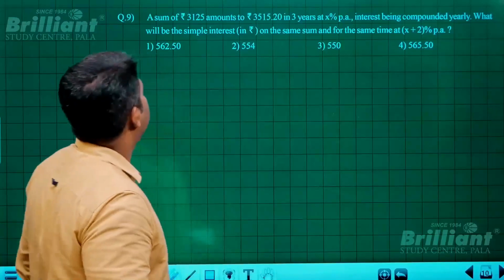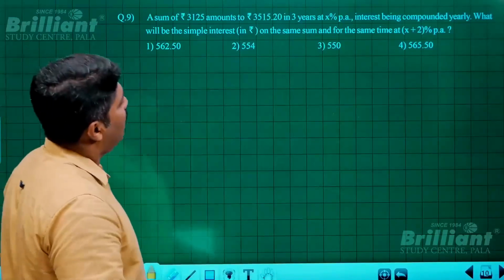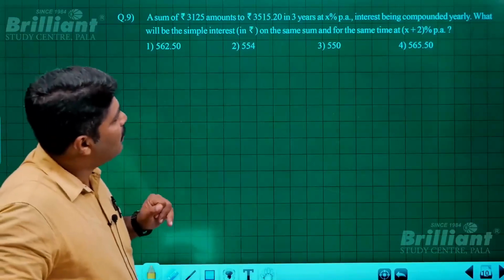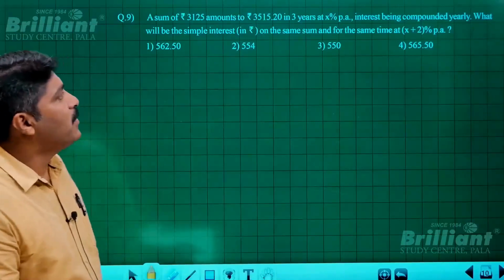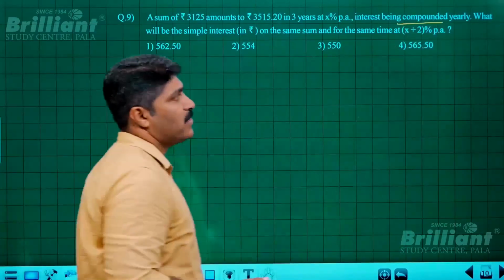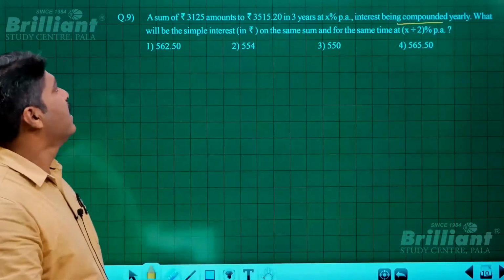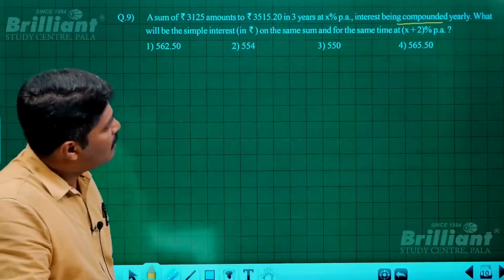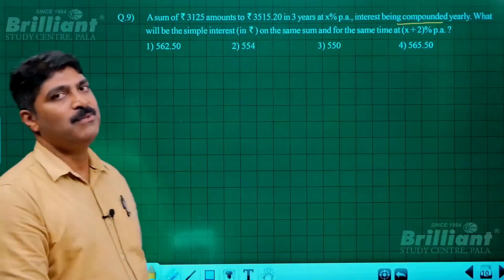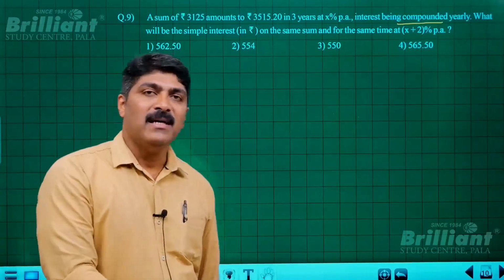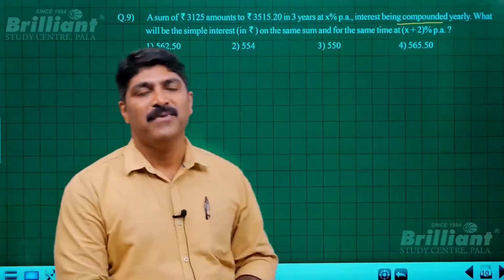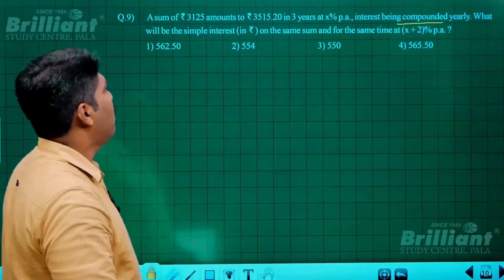So next question. A sum of 3125 amounts to 3,515.20 in 3 years at X% per annum interest, being compounded yearly. So it's a compound interest situation. First of all, we have to find out the value of X here. What will be the simple interest on the same sum and for the same time at X plus 2% per annum? So here, the first step is the method to find the value of X.